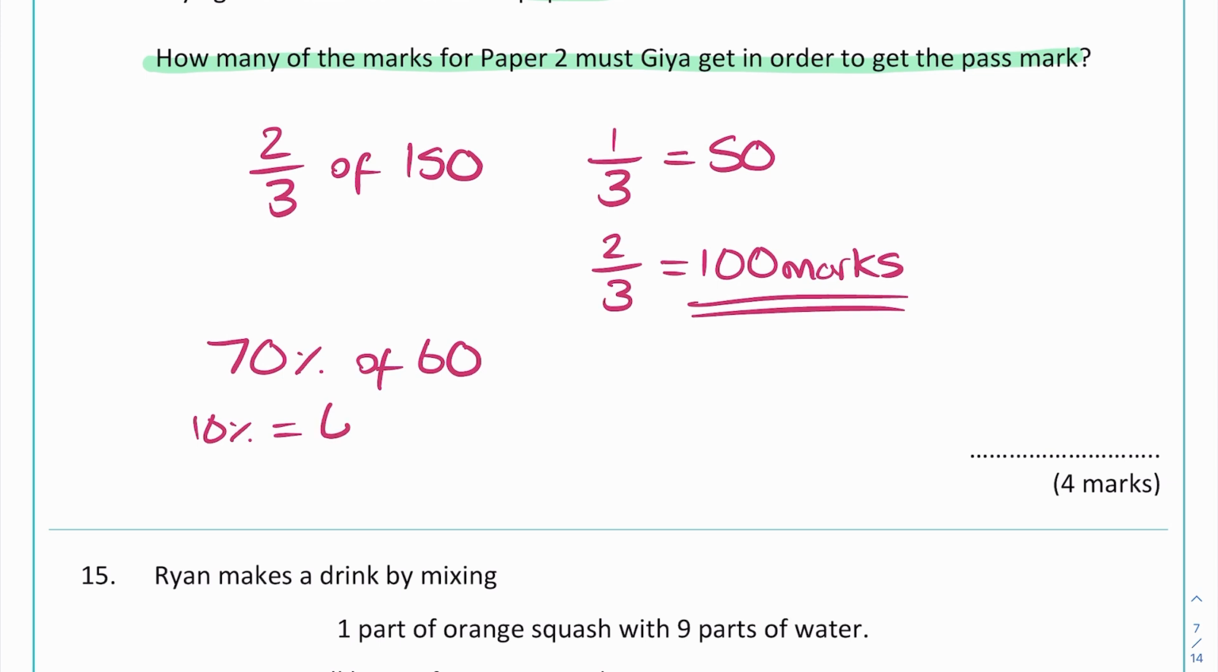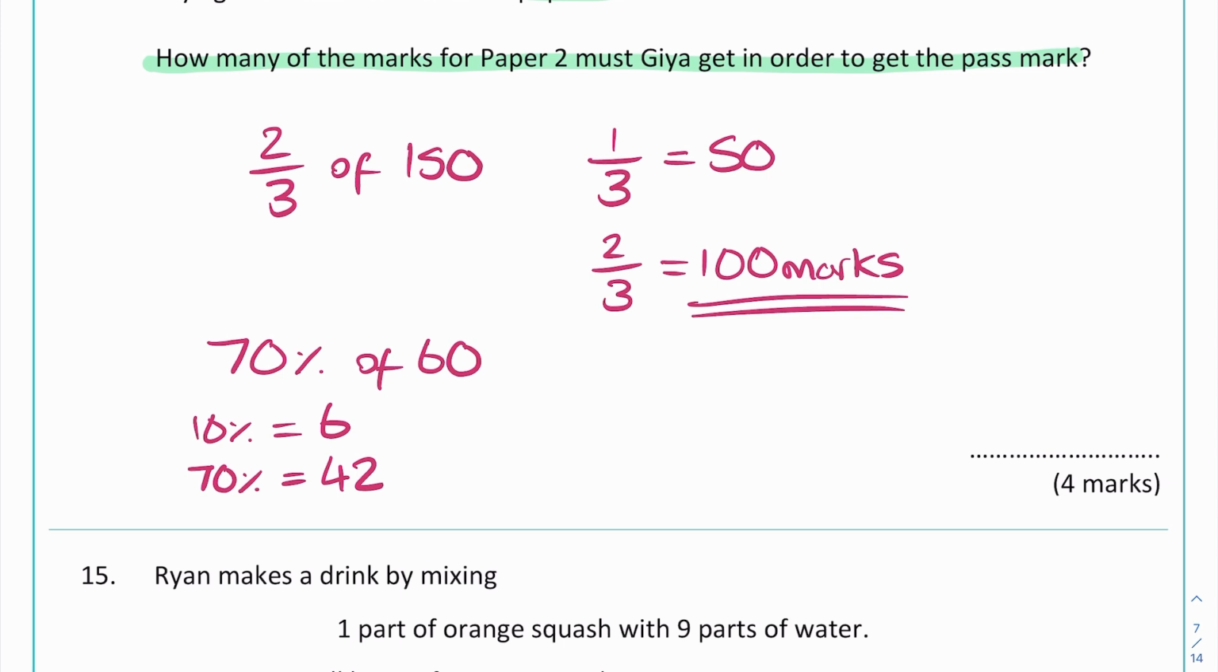10% of 60 is 6. And then we want 7 of those, so 6 times 7, which we don't really need to type in on the calculator, but I get into the habit of using my calculator for everything on a calculator paper. 70% would be 42 marks. So that's what she's got on paper 1.